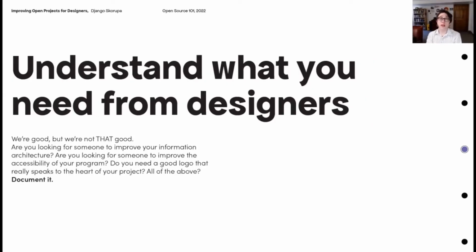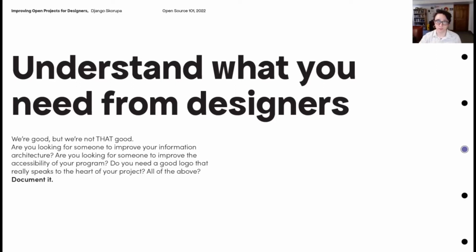And then you need to understand what you need. We are good. Designers are great. But we're not that good. So, like, are you looking to improve information architecture? Are you looking to get better branding? Are you looking to improve your accessibility or improve your microcopy? Are you looking to develop personas? Are you looking to research the way people interact with your website?